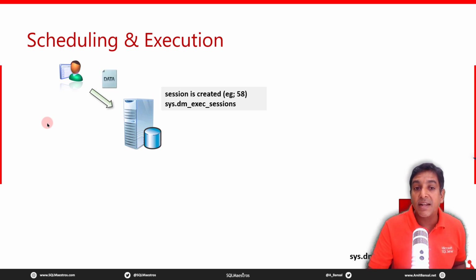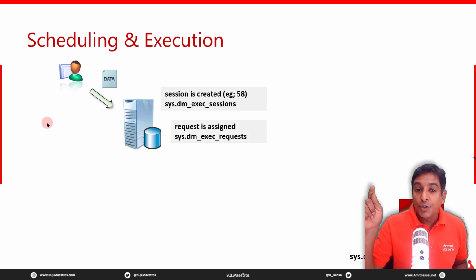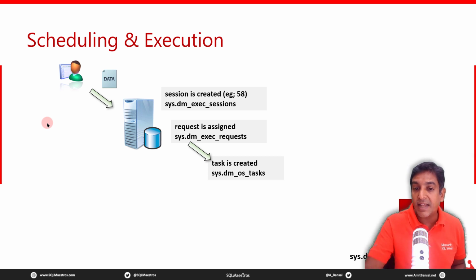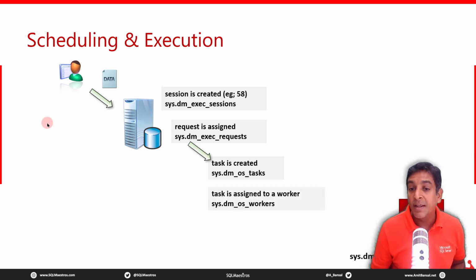Now the user is sending a request, let's say a very simple select statement. You can see all the requests in sys.dm_exec_requests. Now that request is accepted by SQL Server and SQL Server decides to execute your request. Then it becomes a task. A task gets created and you can see that in sys.dm_os_tasks. Now that task is assigned to a thread.